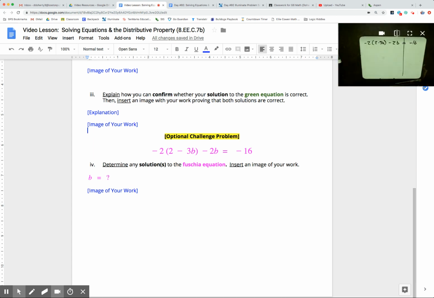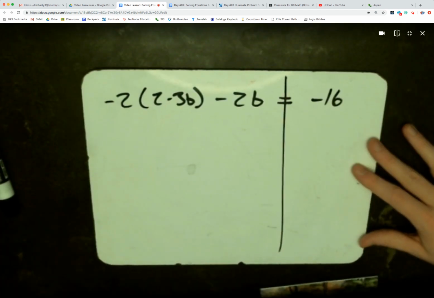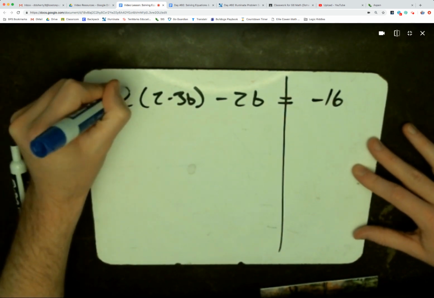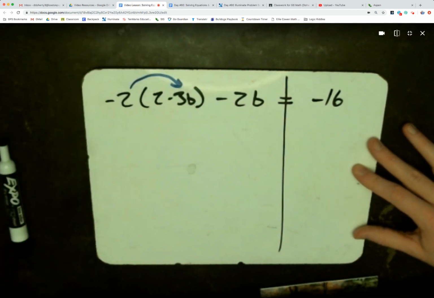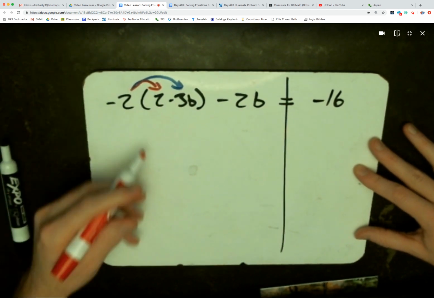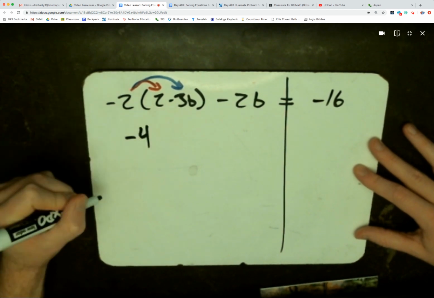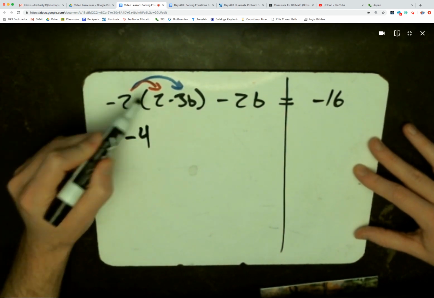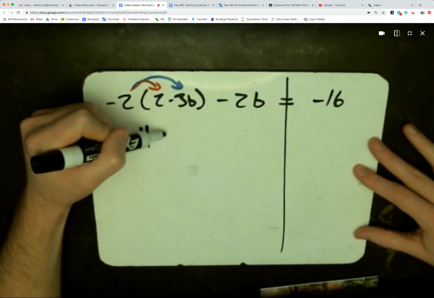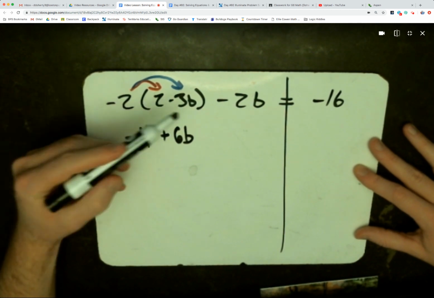A little more complicated. Now that you've paused the video and you've worked on this on your own, the first step you should have seen again is going to be to distribute. I'm going to distribute the -2 to that variable term, the -3b, and I'm also going to distribute it to the constant, a +2. -2 times +2 leaves us with a -4. And a negative number times another negative, -2 times -3b gives us a +6b. 2 times 3 is 6, negative times a negative is positive, and we have b.